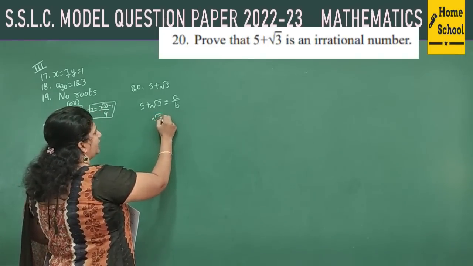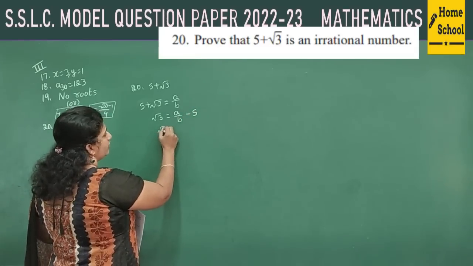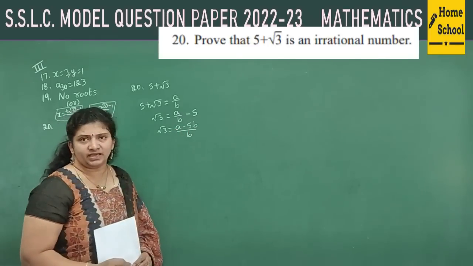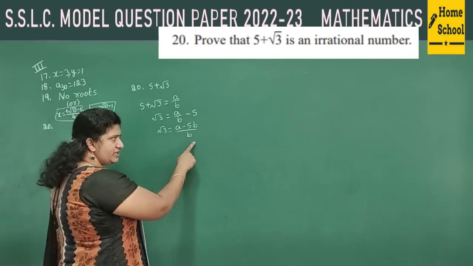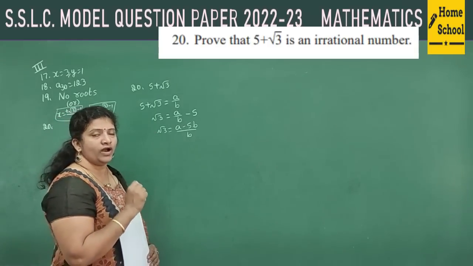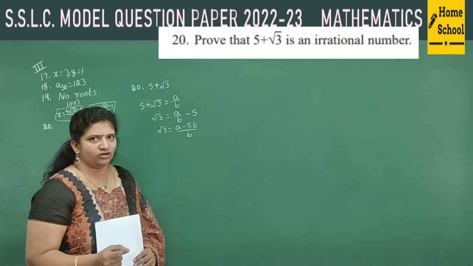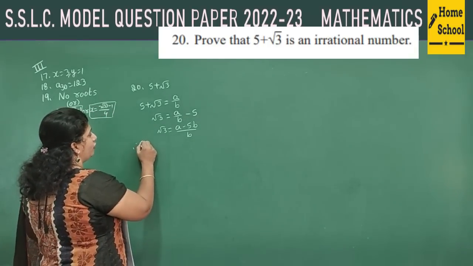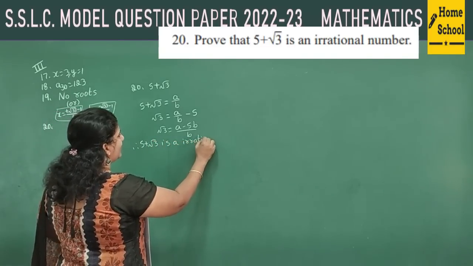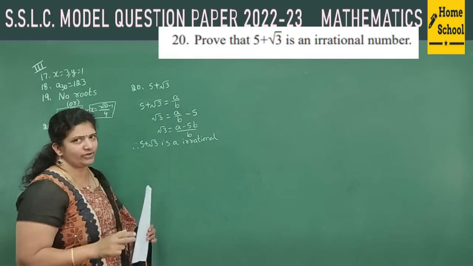Now root 3, 5 transpose other side, a by b minus 5. Do LCM. (a minus 5b) by b. (a minus 5b) by b is a rational number. But this rational number I cannot equate to an irrational number, whereas root 3 is an irrational number. So what we have assumed, 5 plus root 3 is a rational number, our assumption is wrong. So what I can say finally, therefore 5 plus root 3 is an irrational number. So write all those statements here. My contradiction is wrong on the let us assume, this all you can complete.